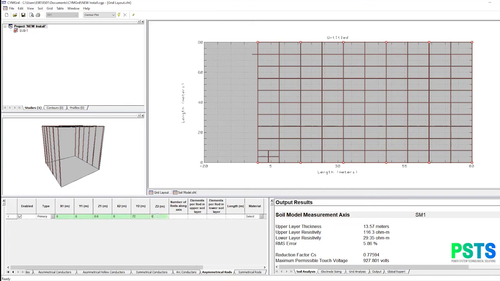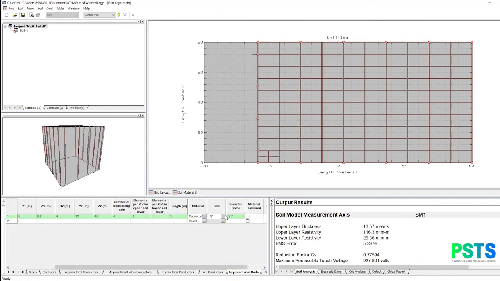And this is 0.6. Number of rods, I'm going to put here 1, 2, 3, 4. By default, you put 1, 1, because we know when the grid crosses. And the length is, let's say, 3 meters. And copper clad, and it is 3/4 inch.